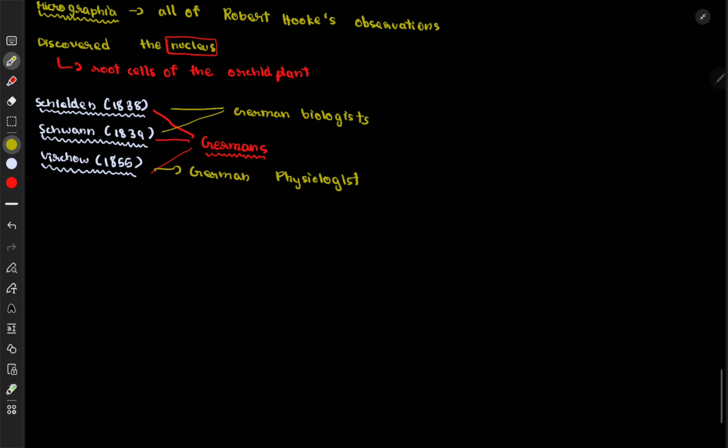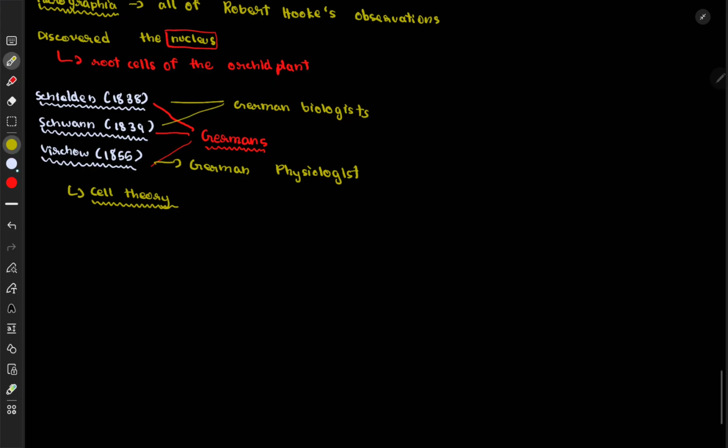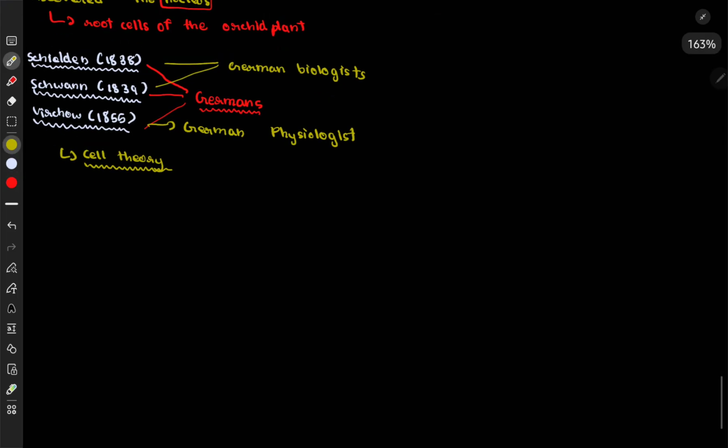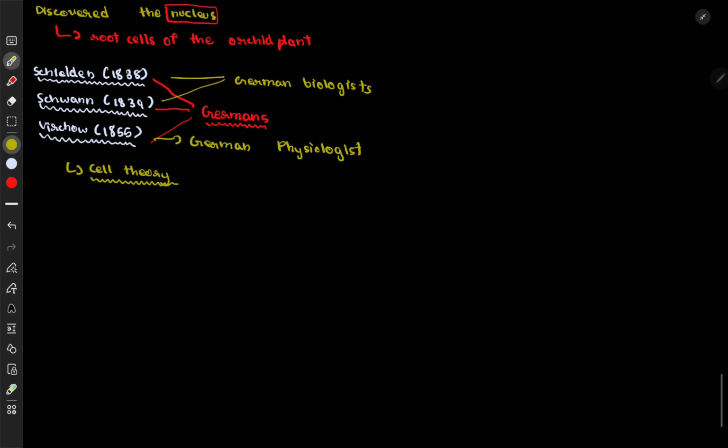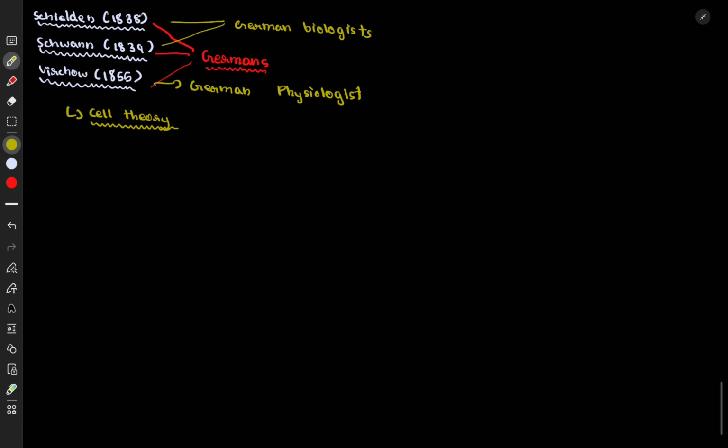Now, what did all of these Germans do? What did all of these people do? They proposed something called the cell theory. Now, what is the cell theory? See, these people proposed the following points, and Virchow has a very special contribution. So, they have mentioned these.